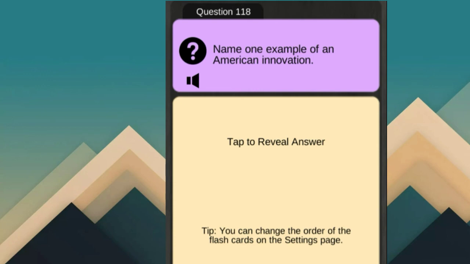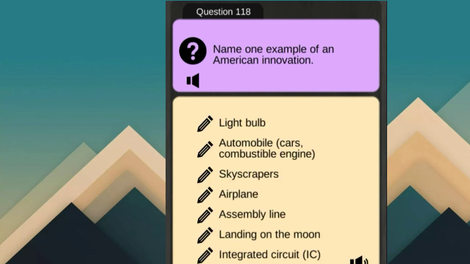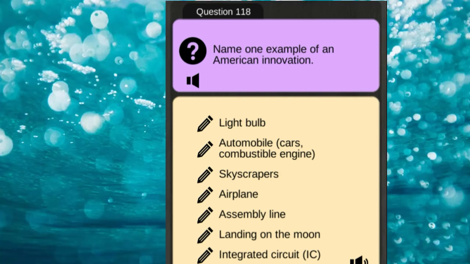Name one example of an American innovation. Light bulb. Automobile, cars, combustible engine. Skyscrapers. Airplane. Assembly line. Landing on the moon. Integrated circuit, IC.